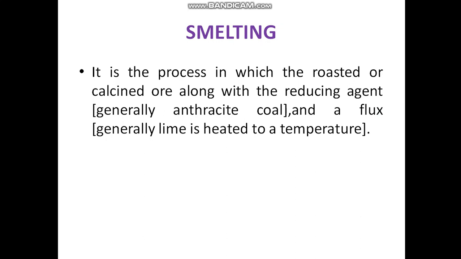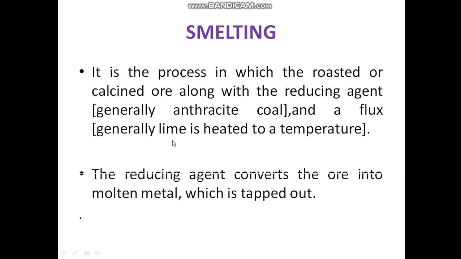Now, in smelting, generally we use anthracite coal, which is a pure form of carbon, and we use a flux, generally lime. We take the ore, we use the reducing agent, that is the anthracite coal, and the flux, that is nothing but lime, and they are heated to a certain temperature. This temperature is below the melting point of the metal, meaning we are not going to heat it to a great extent. We are just giving a temperature to the ore.